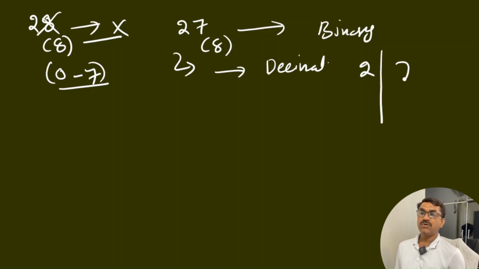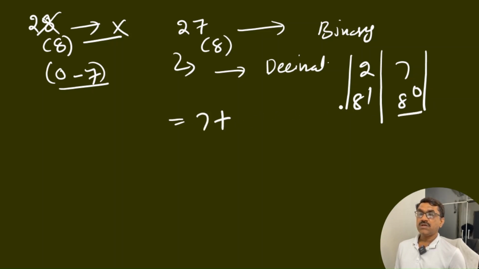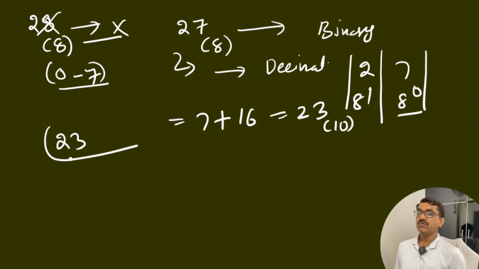Take the number 27 and use 8 to the power of 0, 8 to the power of 1. So 1 times 7 is 7, plus 8 times 2 is 16. The decimal equivalent we get is 23. Now take the number 23 and convert it into binary.